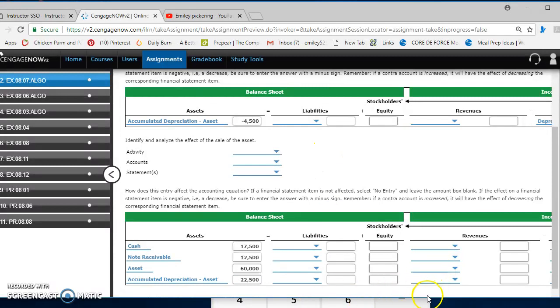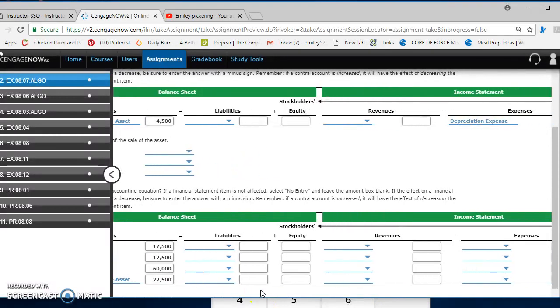So we've taken care of the cash, we've taken care of the notes receivable, we've written off the asset. I think this is going to be a negative since we're getting rid of that. And we are getting rid of our accumulated depreciation. And then this is actually probably not going to be a negative since it's increasing our assets.